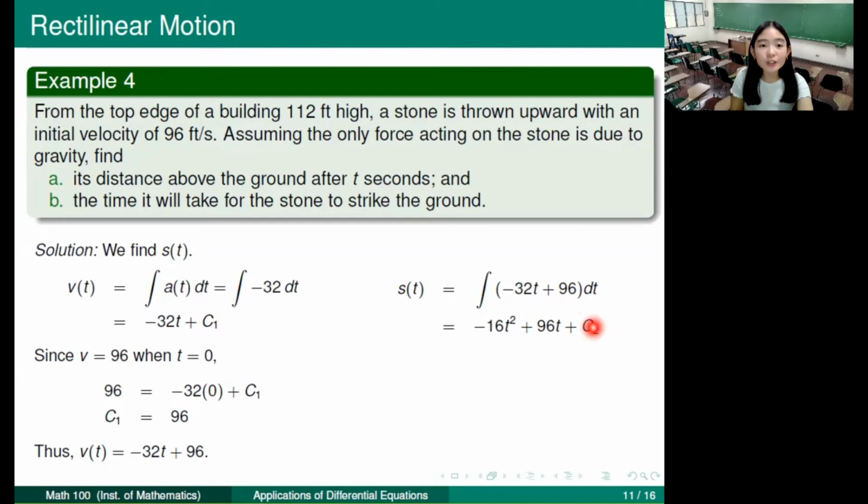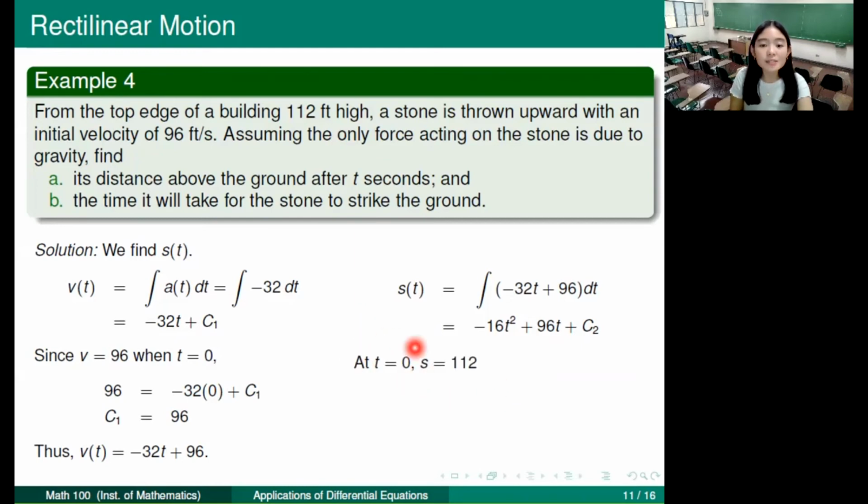Looking for the value of C2, i-input lang natin yung condition na concerning si S. And actually, it was this one, no? Because the stone was thrown from the top of the building with a height of 112. Yung S of 0 natin kanina was 112. Yun yung condition natin dito.